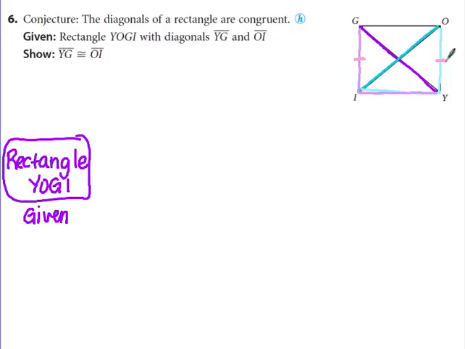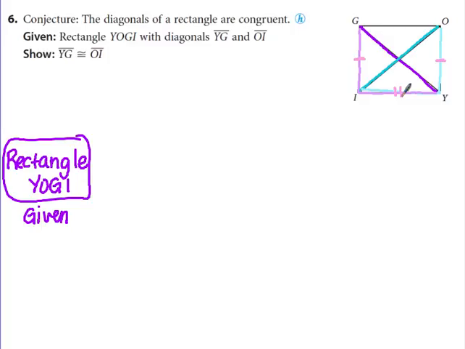What else do I know is the same? IY is the same because it is a same segment. Okay, what else do I know? I don't know anything about that third side because that's what I'm trying to prove. Do I know anything else? Not in a rectangle. In a rhombus they bisect the angles, and in a square they bisect, but not in a rectangle. What else do you know?